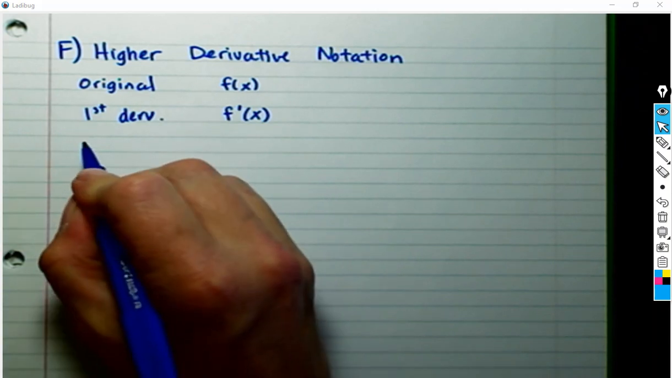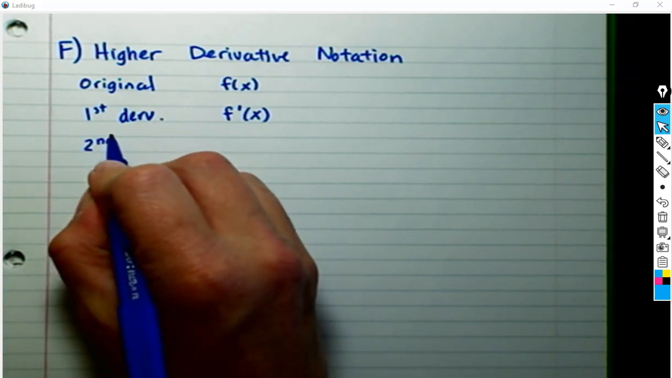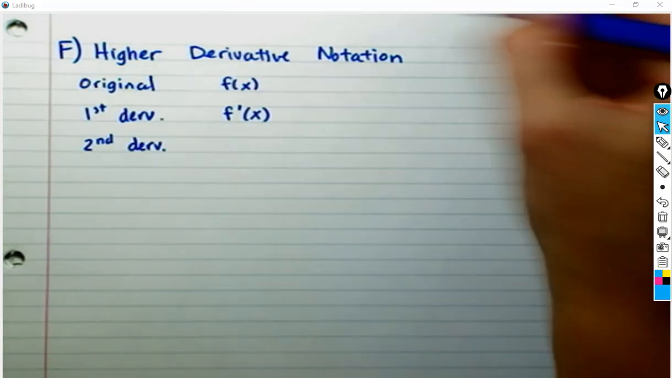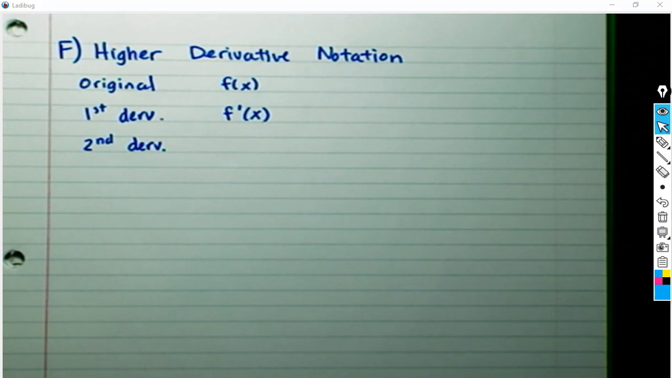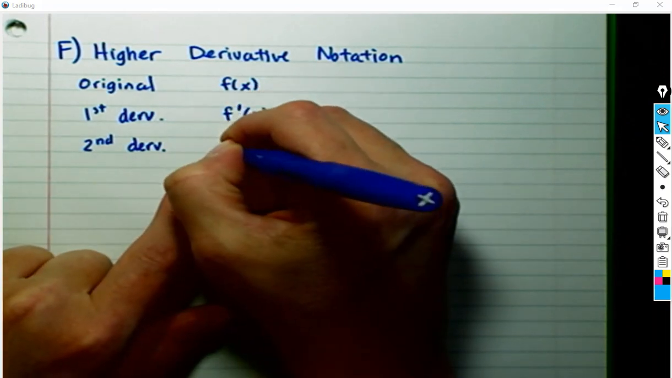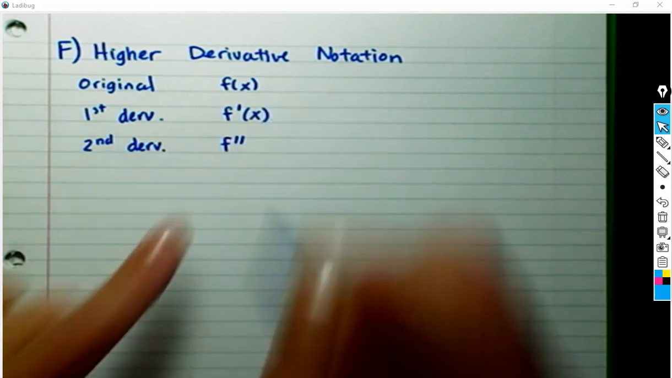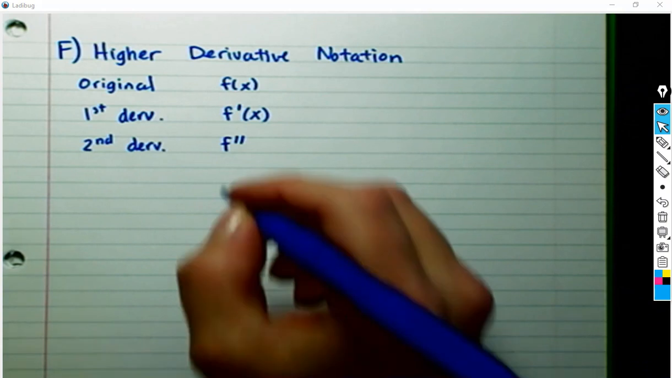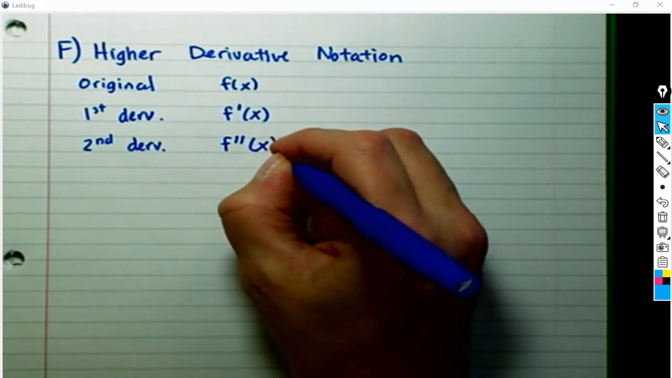Okay? But what if I want the second derivative? That's why it's called higher derivatives, where you keep going. So what that looks like is, see how there's 1 prime here? It's 2 primes. Means do the derivative twice, etc.